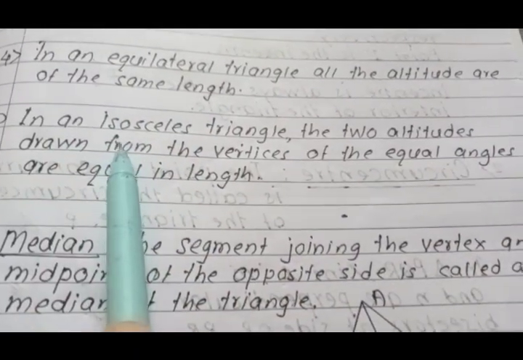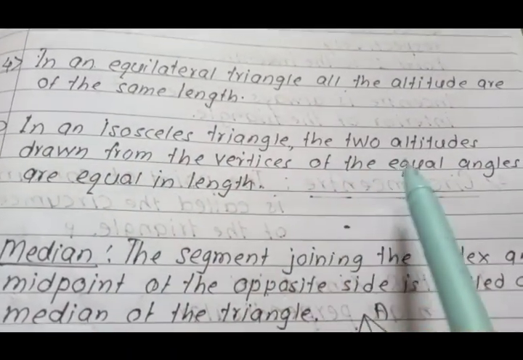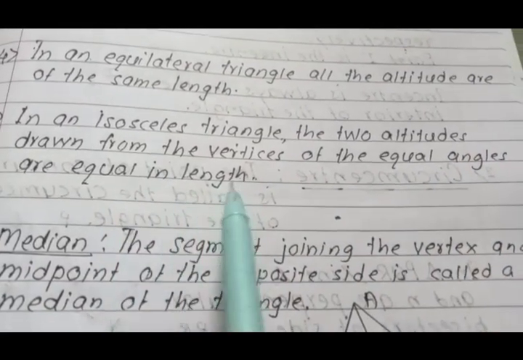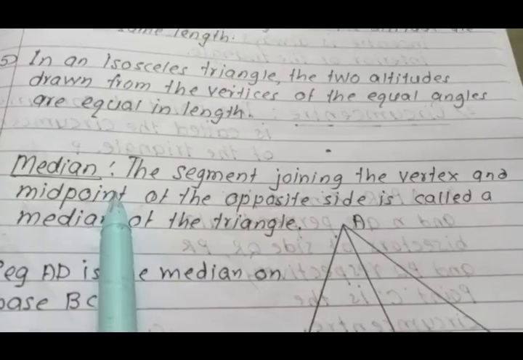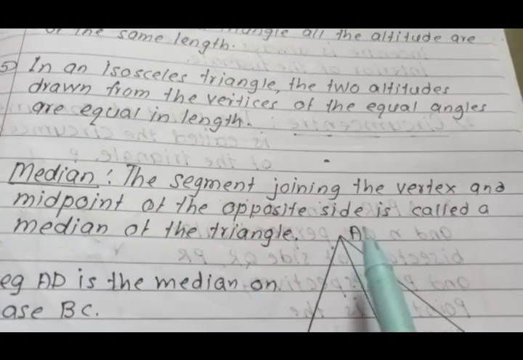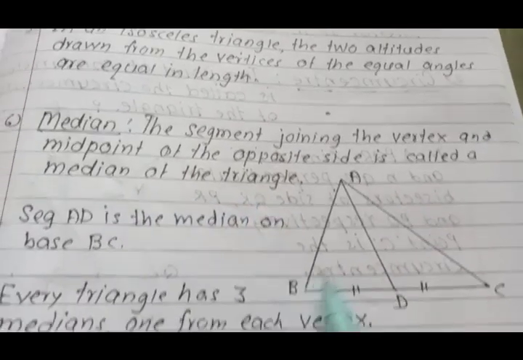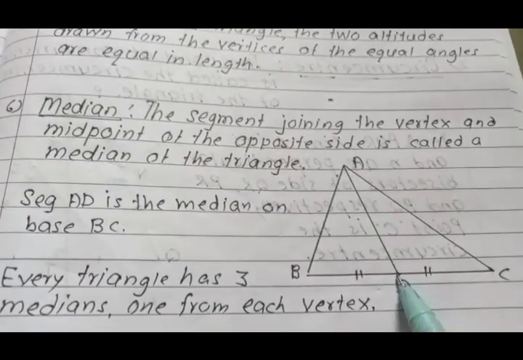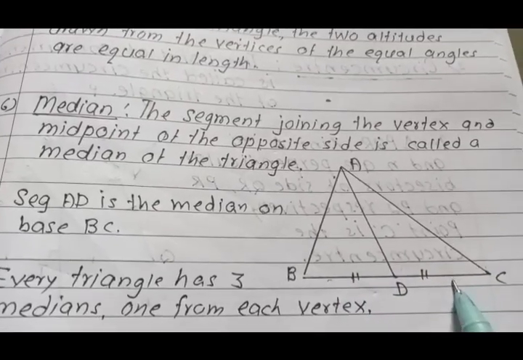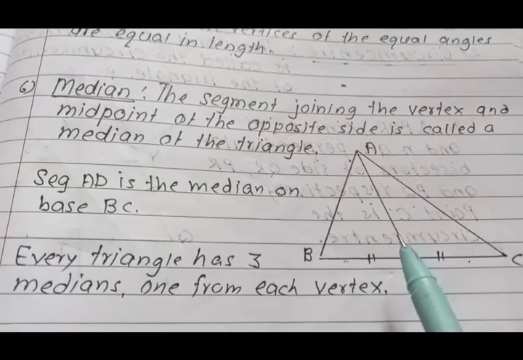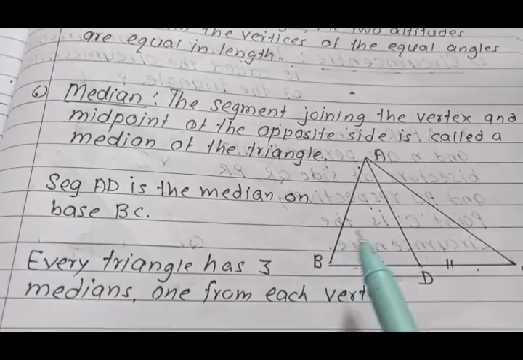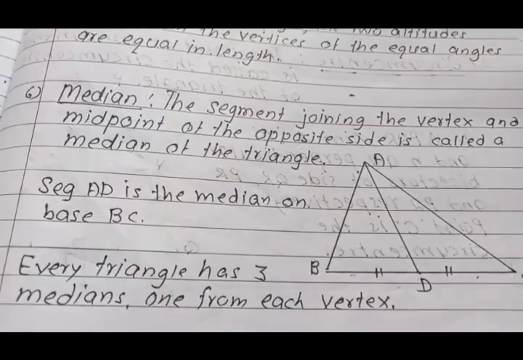Number 5. In an isosceles triangle, the two altitudes drawn from the vertices of the equal angles are equal in length. Next, median. The segment joining the vertex and the midpoint of the opposite side is called the median of the triangle. In this diagram, seg AD is the median on the base BC. Therefore, BD equals DC. Every triangle has 3 medians, one from each vertex: A, B and C.